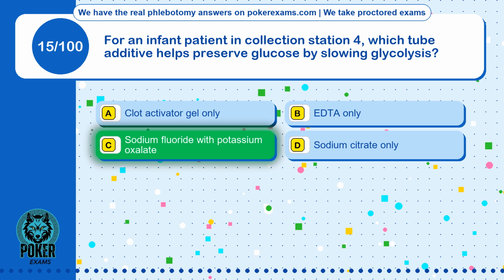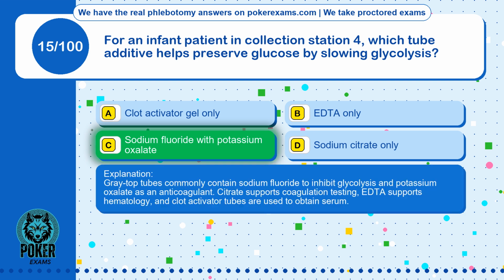The correct answer is option C. Sodium fluoride with potassium oxalate. Gray top tubes commonly contain sodium fluoride to inhibit glycolysis and potassium oxalate as an anticoagulant. Citrate supports coagulation testing, EDTA supports hematology, and clot activator tubes are used to obtain serum.